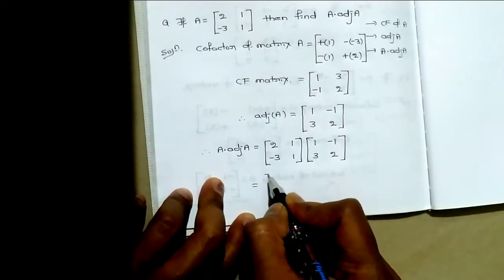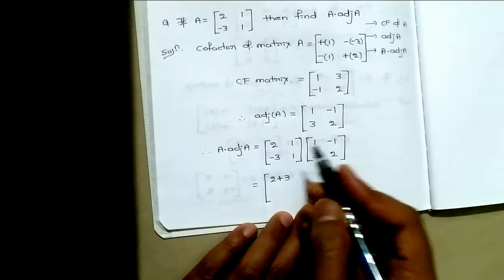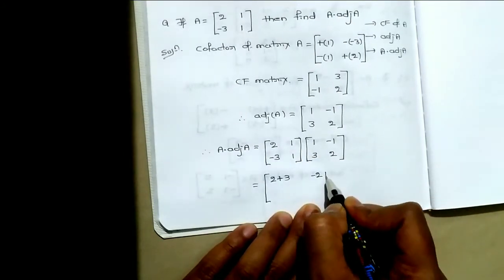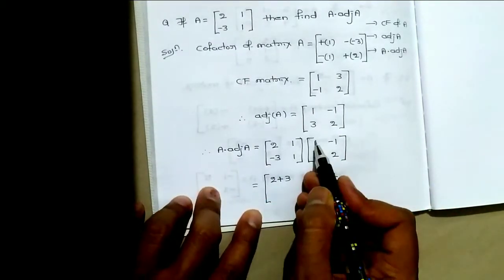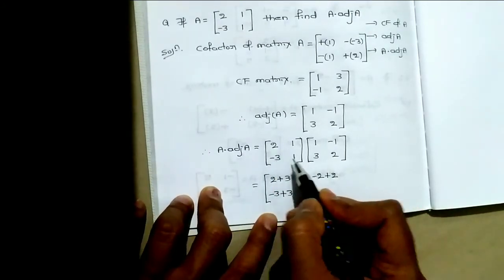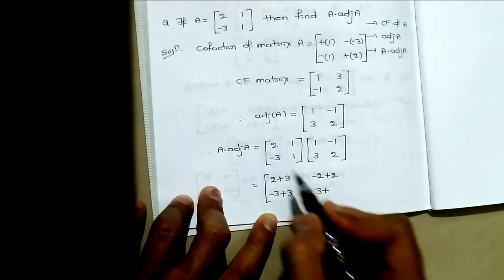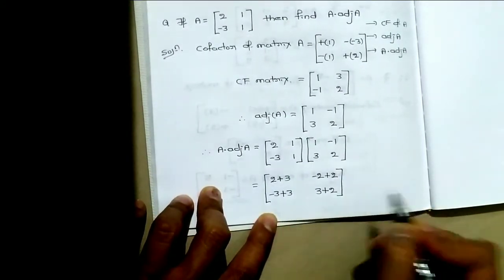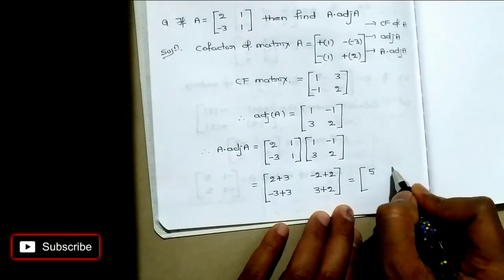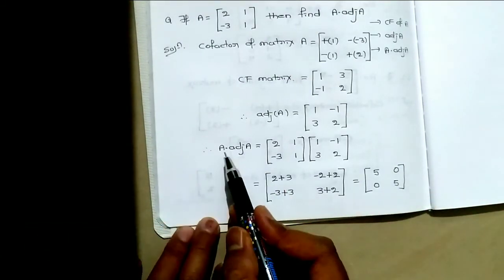So which is equals to 2 into 1 is 2 plus 1 into 3 is 3. Next first row first column is over, next first row second column, 2 into minus 1 is minus 2 plus 1 into 2 is 2. Next second row first column, minus 3 into 1 is minus 3 plus 1 into 3 is 3. Next second row second column, minus 3 into minus 1 is plus 3, next 1 into 2 is 2, then add. Therefore which is equals to 2 plus 3 is 5, minus 2 plus 2 means 0, minus 3 plus 3 is 0, and 3 plus 2 is how much here? 5. So this is the value of what? A into adjoint of A.